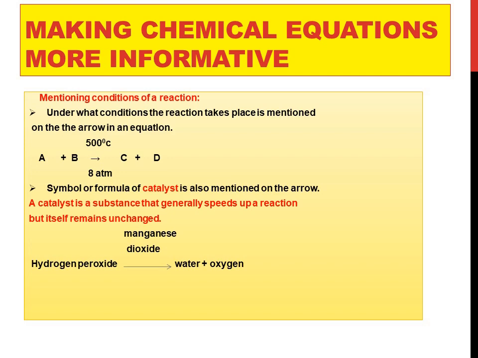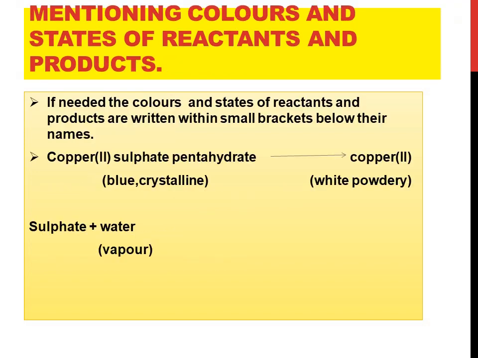reaction on the arrow. Now point number 2, mentioning the colors and the state of the reactants and the product. If needed, the colors and the states of the reactants and products are written within small brackets below their names. So while we talk of any chemical reaction, we can mention the color and the state of the reactant and the product. Like here in the example, copper sulfate pentahydrate decomposes to give copper sulfate and water. So here copper sulfate, a reactant, is blue in color.